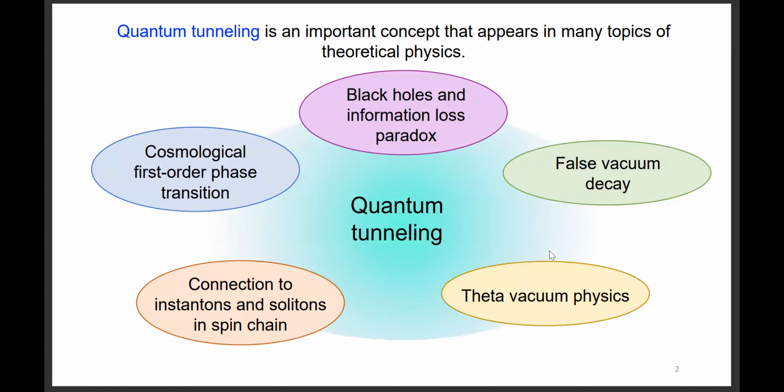Okay, so quantum tunneling, as you know, is an important concept that appears in a wide range of topics in theoretical physics. For example, it is very important in explaining false vacuum decay, and it also plays an important role in theta vacuum physics in field theory. It also has some connection with instanton physics and solitons in spin chain systems in condensed matter. And it can also be used to explain cosmological first order phase transitions and also the black hole information loss paradox. So as you can see, quantum tunneling is really important, so it is crucial to try to understand what really happens.